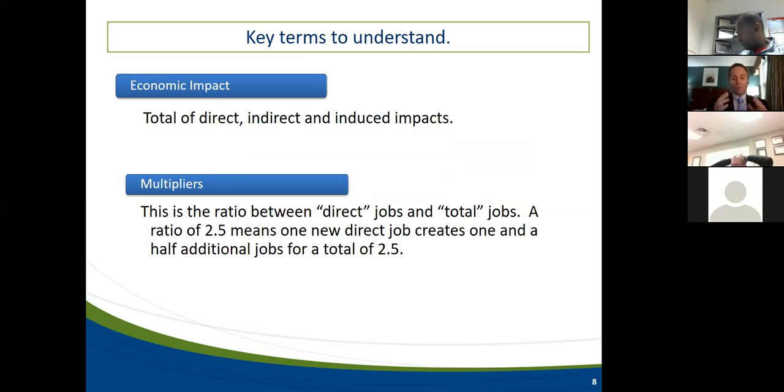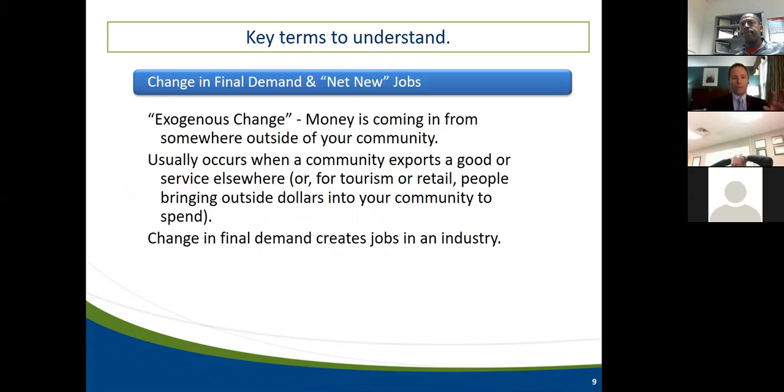Now, there are multipliers for jobs, there's multipliers for wages, and there's multipliers for output, sales, right? If the business is going to do $100,000 in business, and there's a 2 multiplier, that means it's a total change in the economy of $200,000, or whatever the number is. And we'll get into the models, and I'll talk a little bit more about multipliers and other factors later on. But I just want to give you the overlay of what some of these terms are.